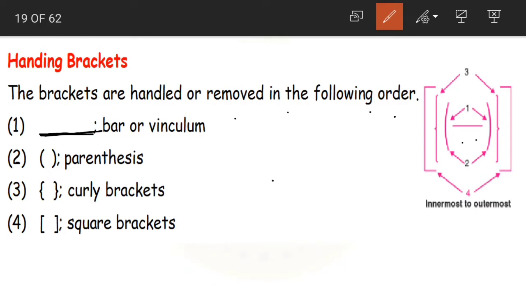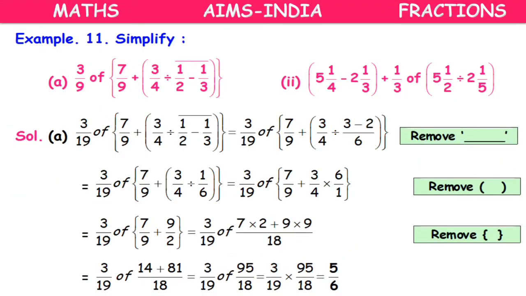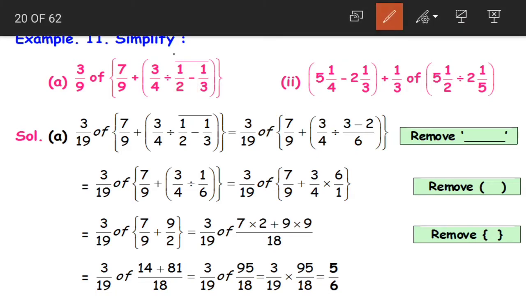First we go for the bar. What does the bar here mean? See, in this question we are having 1 by 2 minus 1 by 3 and a bar is put over them. Now what does this specify? It specifies that we need to consider these two as one term. That means we need to group them together and solve. We need to subtract 1 by 3 from 1 by 2. Okay students? As a bar is given over the terms, we need to solve them together. We need to subtract these two from each other.